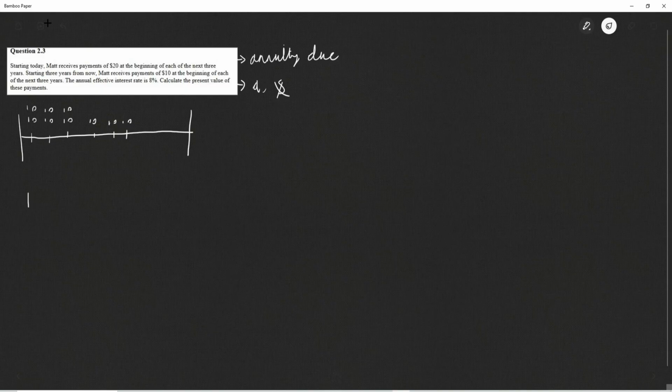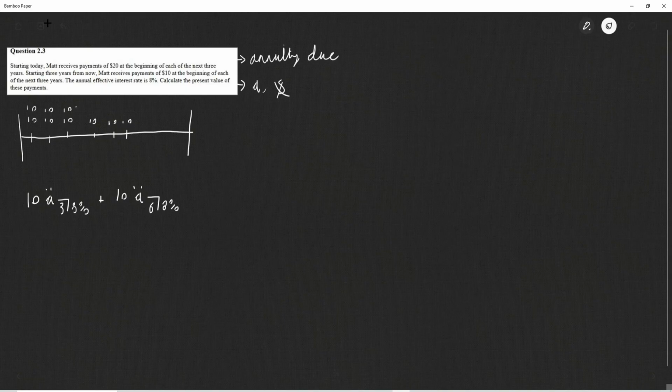So the way this would work, this will have 10 multiplied by the annuity due, with our n being 3, because this is our 3-year one, at 8%, and then we'd add 10 times our annuity due, but this time it would be 6, which is our remaining 6 at 8%.